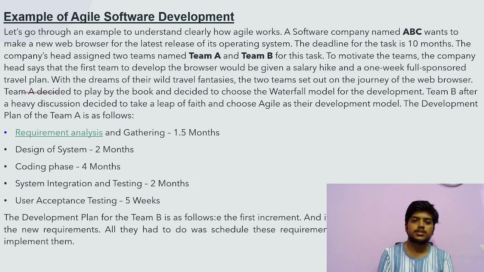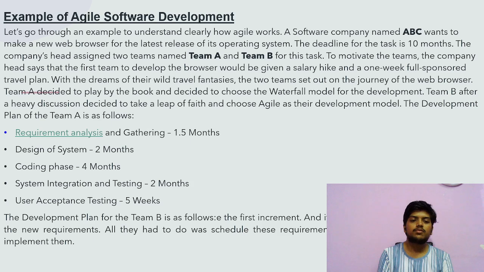two teams, Team A as well as Team B, for this task. In order to motivate the teams, the company head says that the first team to develop the browser will be given a salary hike and a one week fully sponsored travel plan. With dreams of wild travel fantasies, the two teams set out on the journey of building web browsers. Team A decided to play by the book and chose the waterfall model for development. Team B, after a heavy discussion, decided to take a leap of faith and chose agile as the development model.